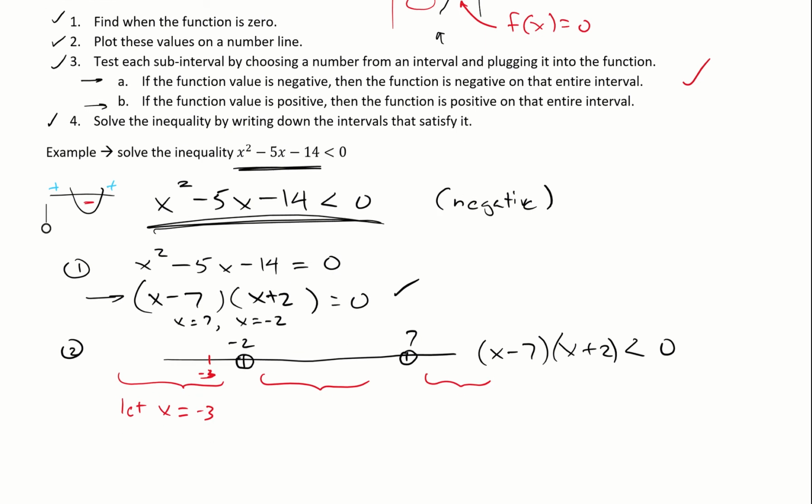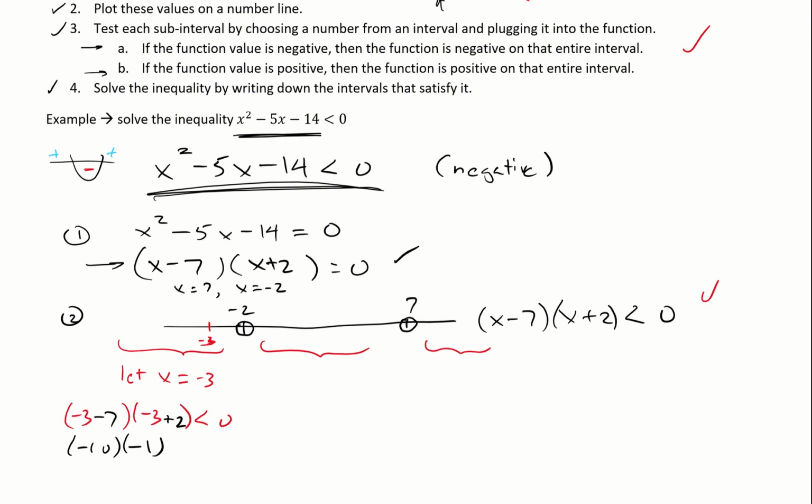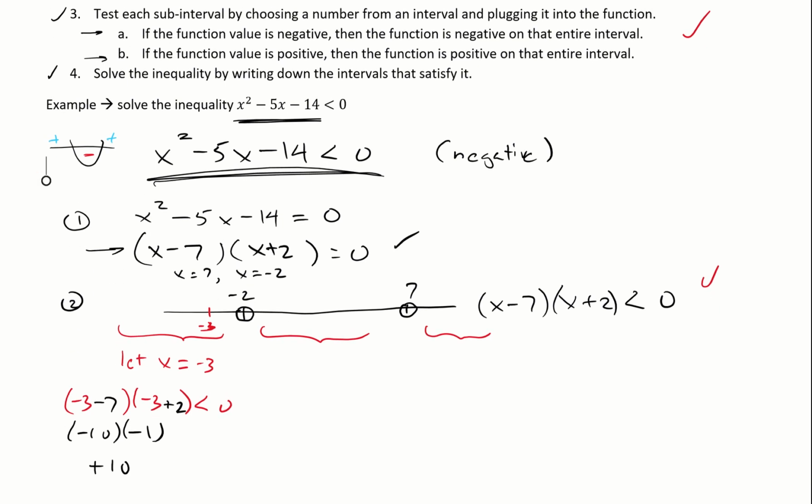So the inequality I like to use is the factored one. So when I do that, negative 3 minus 7, and then negative 3 plus 2. Is that less than 0? Let's find out. So we go minus 7 and plus 2. Well, this is a negative 10 times a negative 1, which is actually a positive 10. And is it less than 0? No. So that interval is actually positive.